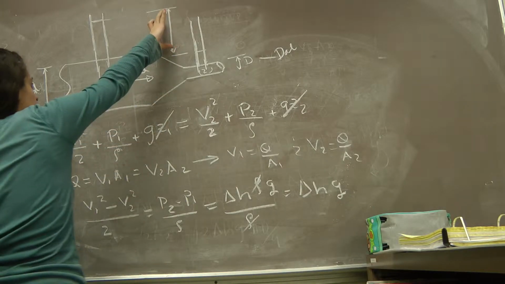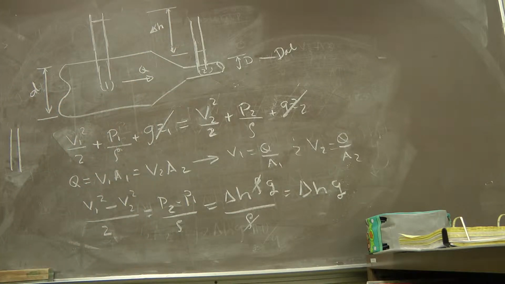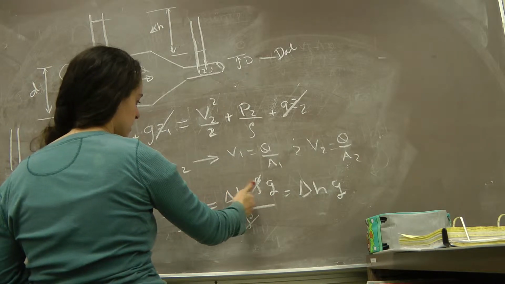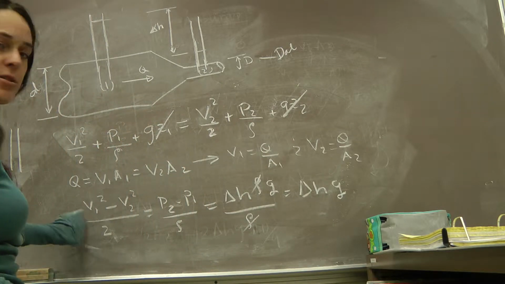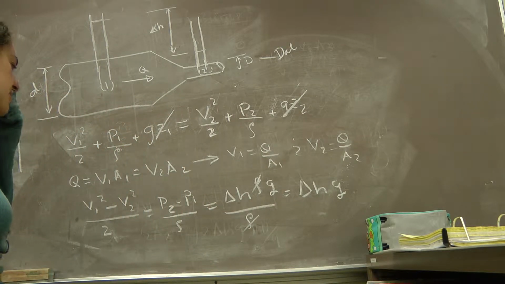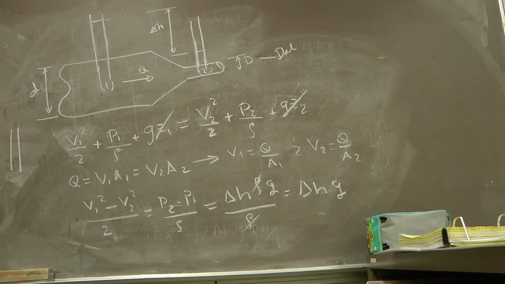By giving you this delta H, I've given you the pressure difference, the change in pressure. I haven't given you the individual pressures, you don't have that information, but I've given you the difference. And so, from hydrostatics, delta H times rho g, the rho's cancel, and you're left with delta H times g, and that's equal to V1 squared minus V2 squared, all over 2.